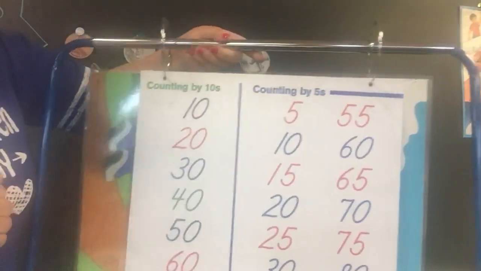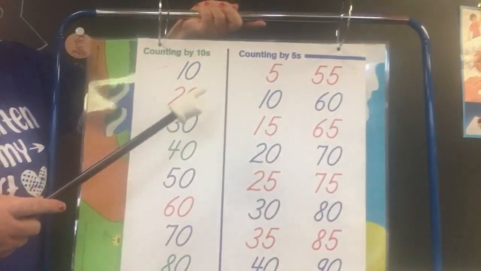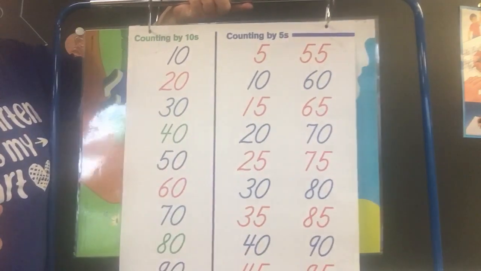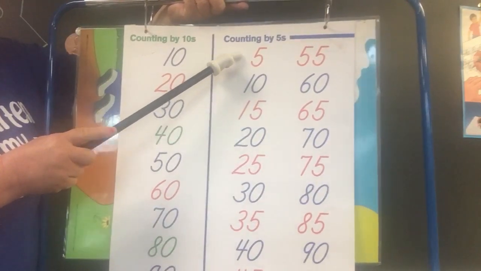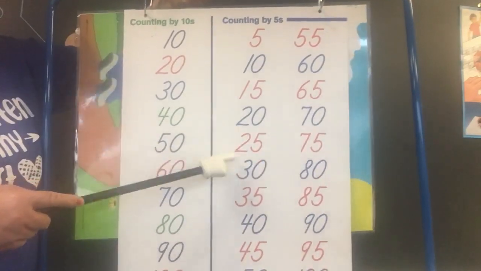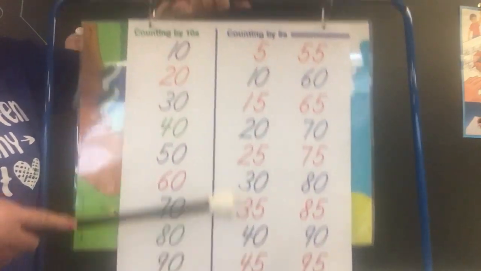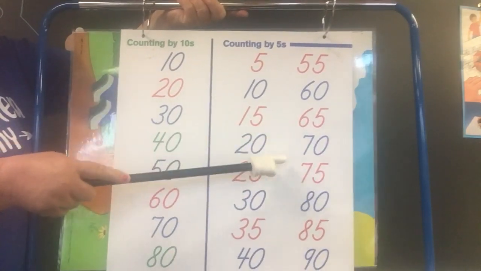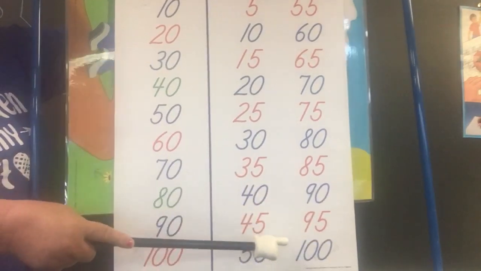So let's count. So I'll get my pointer. And we're going to count by fives today. 5, 10. Uh-oh, I don't think you're counting with me. I need you to count with Miss Morlock. Good. 5, 10, 15, 20, 25, 30, 35, 40, 45, 50, 55, 60, 65, 70, 75, 80, 85, 90, 95, 100.